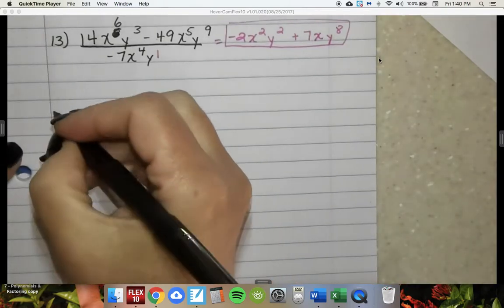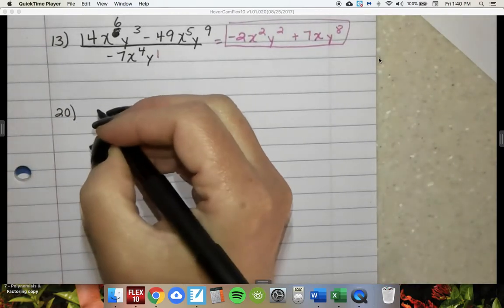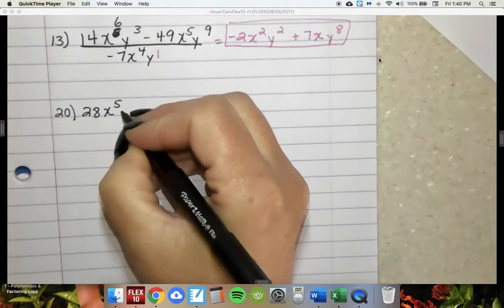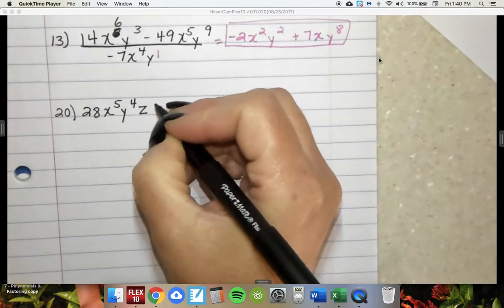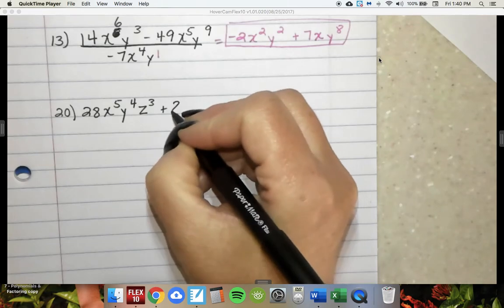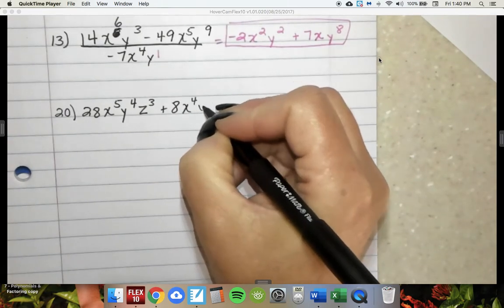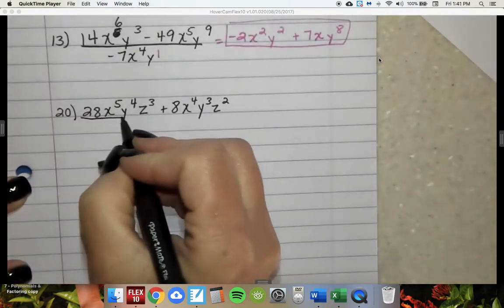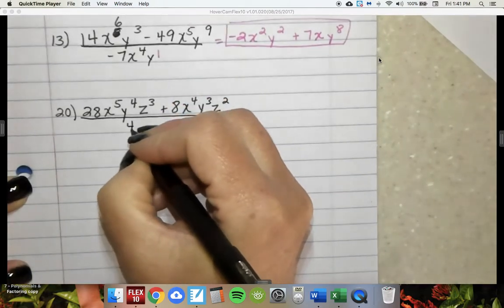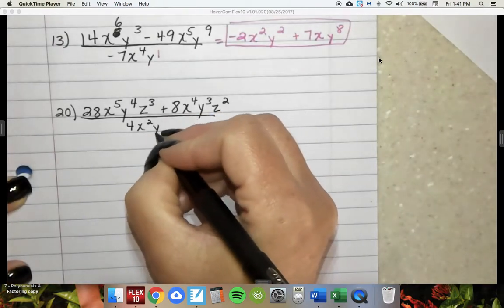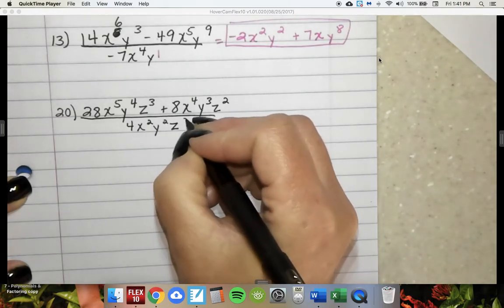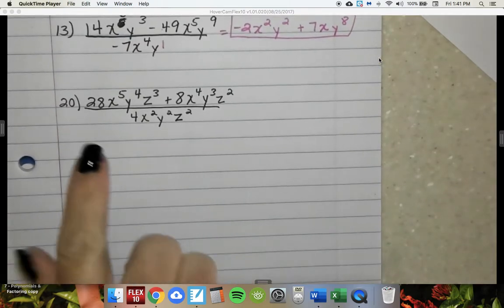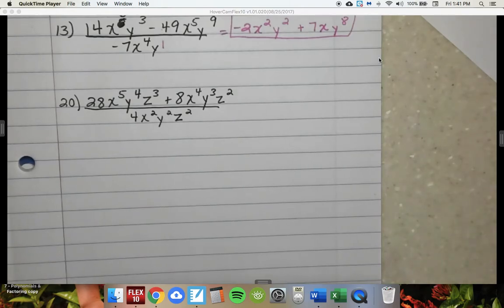For my records, this is technically number 20, and it says 28 x5 y4 z3 plus 8 x4 y3 z2 divided by 4 x squared y squared z squared. Cool. Look at how crazy that looks. Doesn't that look intimidating? And it's not. You totally can do this, I promise.